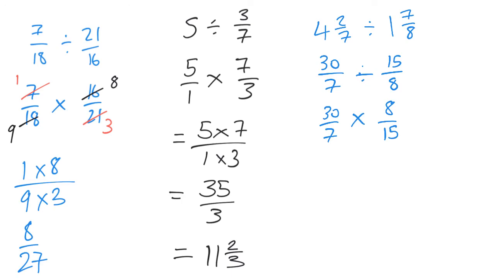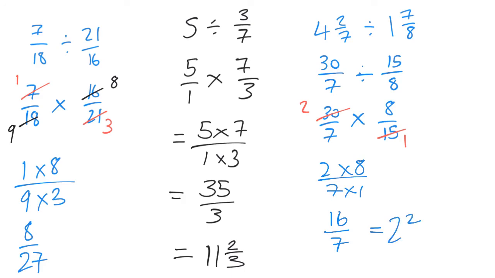We look to see where we can cancel. We can cancel the 30 and the 15 by dividing through by 15 to leave 2 and 1. We can't cancel sideways, so we can't cancel the 2 and the 8. So we just multiply across. So we've got 2 multiplied by 8 over 7 multiplied by 1. 2 8's are 16. 7 times 1 is 7. And then we have to change that into a mixed number. 16 divided by 7 is 2, with 2 left over. So the answer is 2 2/7.